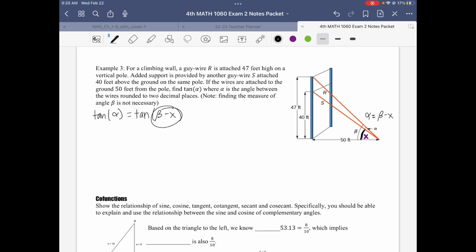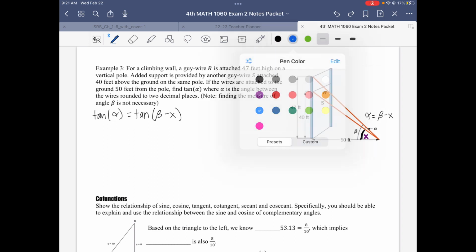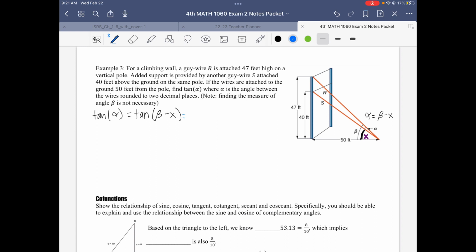Well, we know how to find these. And these are both right triangles, so we do know some values of those. So instead of using beta and alpha here, we would say this is equal to the tangent of beta minus the tangent of x divided by 1 plus the tangent of beta multiplied by the tangent of x.